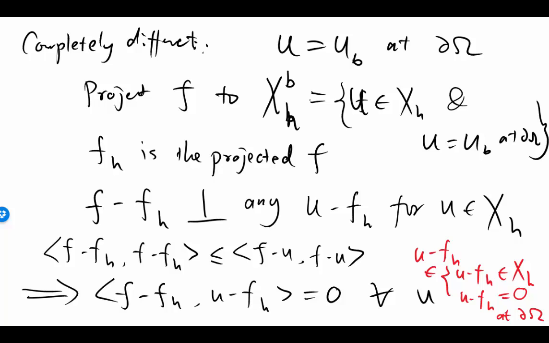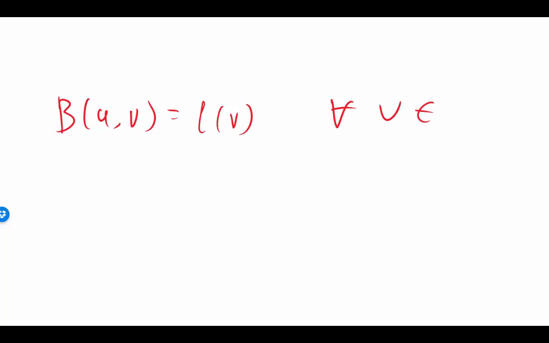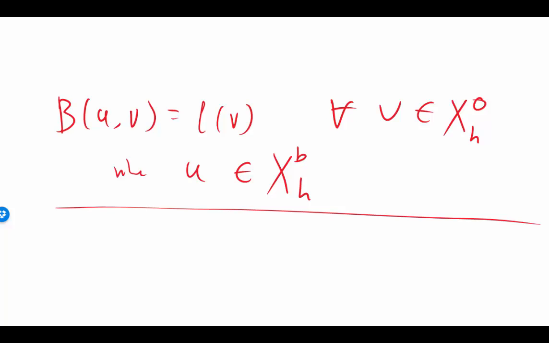Okay, so the finite element statement becomes: the bilinear form a(u, v) equals L(v) for any v in Xh^0, the homogeneous version, where u has to be in Xh^b, the inhomogeneous version of the space. So that's the compromise way of specifying a boundary condition that cannot be specified the natural way, like the Dirichlet boundary condition we have for the Poisson's equation.